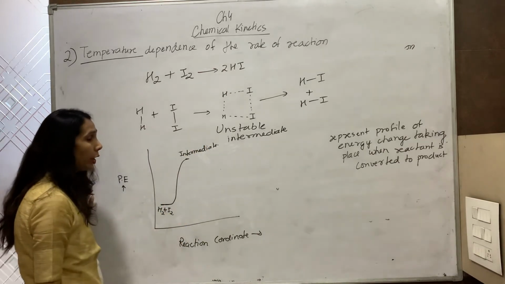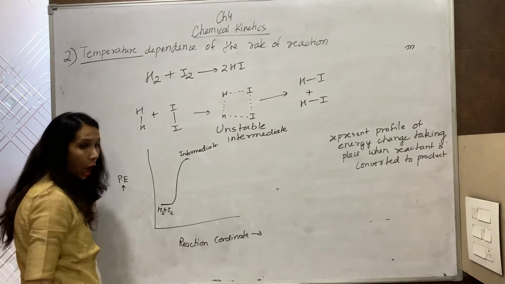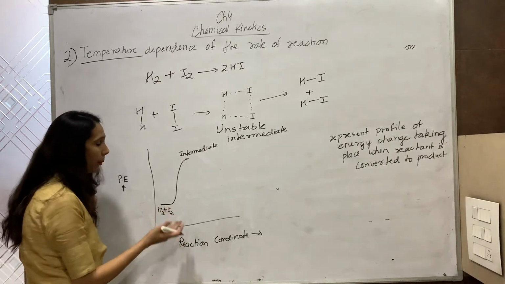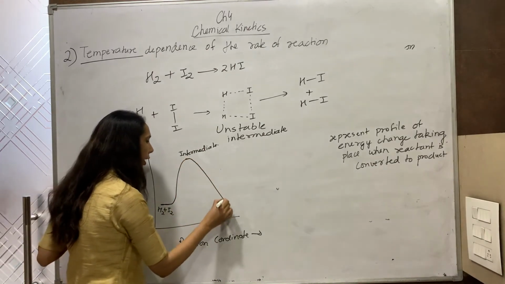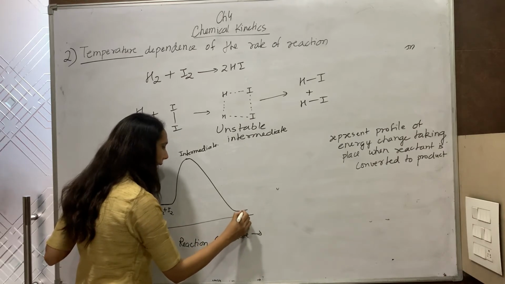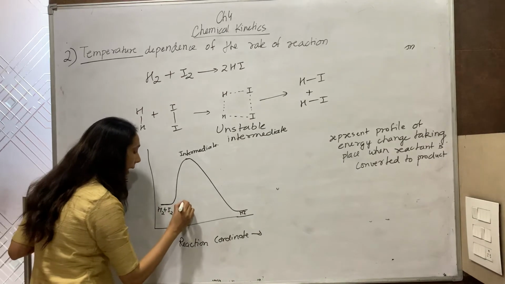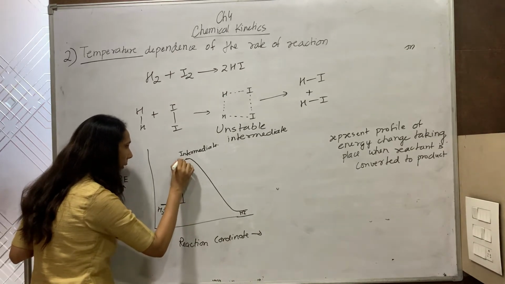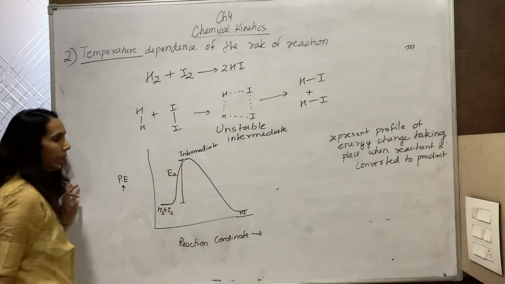And when the intermediate breaks down, energy is released. How much energy is released? That depends upon the nature of reactant and product. But when it breaks down, energy is released. And this is HI, the energy of HI. Now this energy which is required to form the intermediate is called the activation energy E.